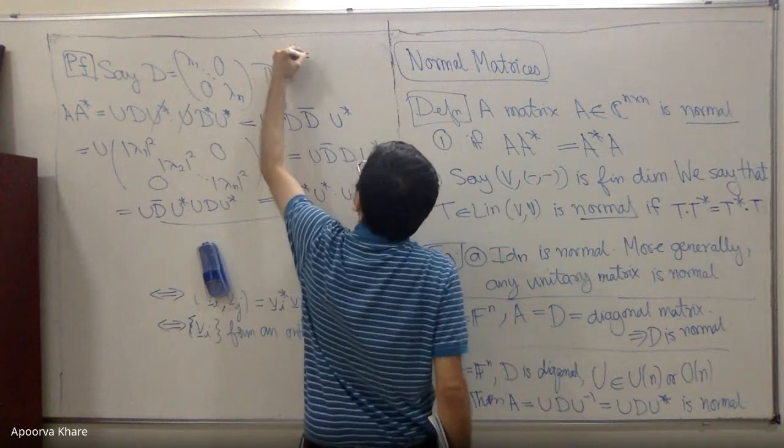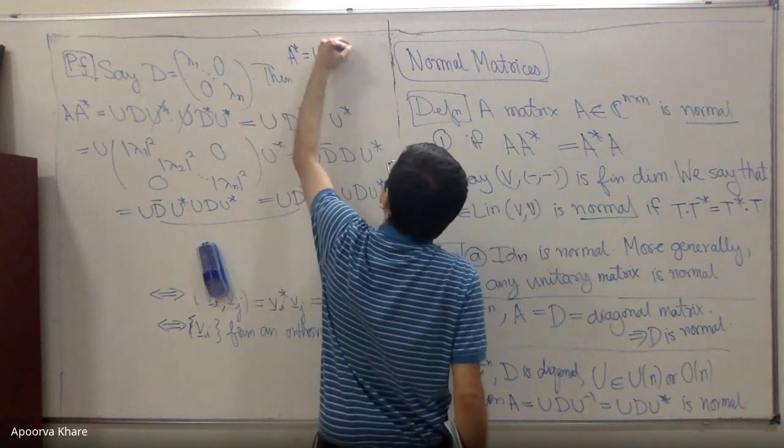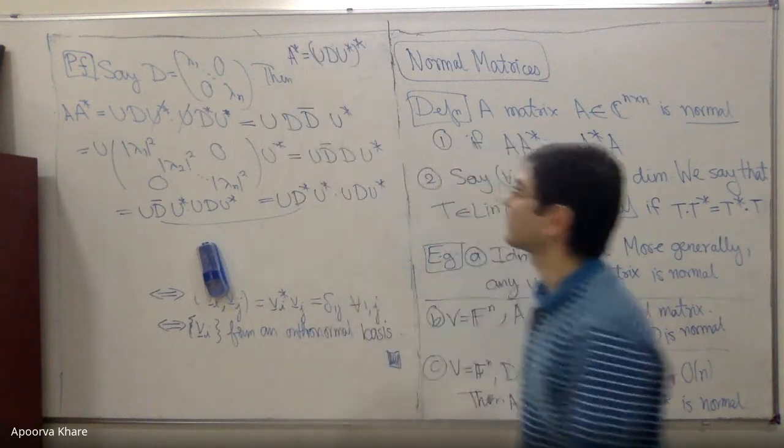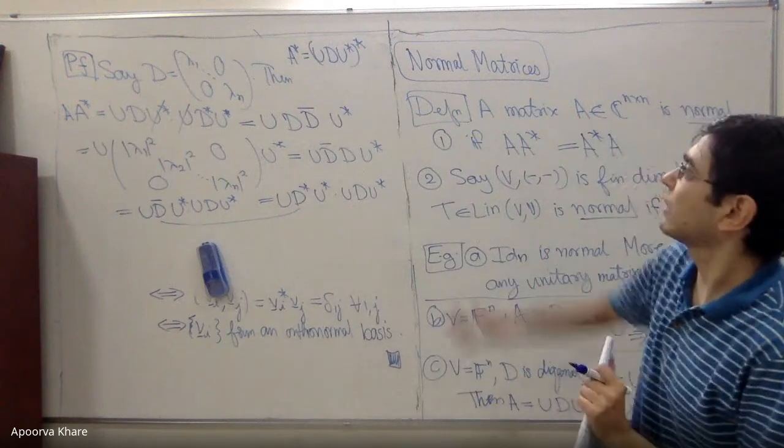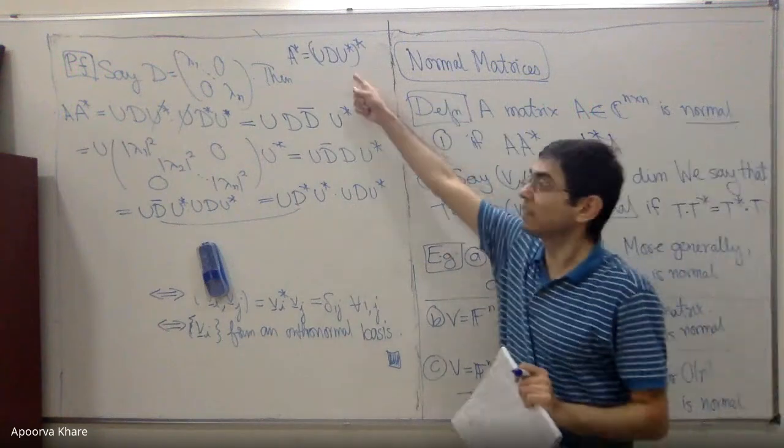A star is what it is: U D U star, star. I should have calculated this first, my apologies. What is A star? Okay, but now this is the exact thing we have seen already.